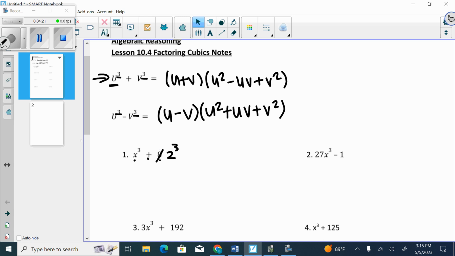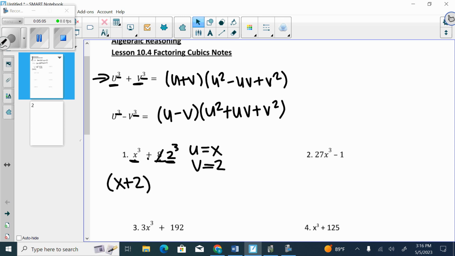So u is the first term. What's our first term? X. So anywhere there is a u in the formula, I'm going to replace it with an x. V is the second term in the formula. What am I going to be replacing v with? 2. We said that we changed that to a 2. So anywhere there's a v, we're going to replace it with 2. And we said we're going to use the top formula. That top formula has a parenthesis with u plus v. Well, what would our u plus v be? x plus 2. So I'm going to put in x plus 2.